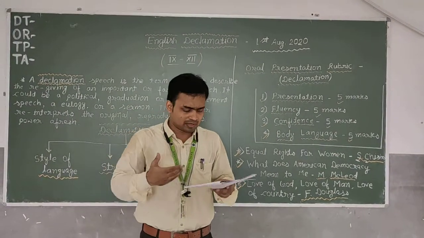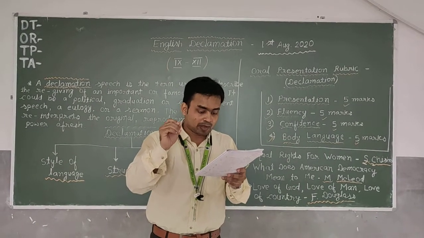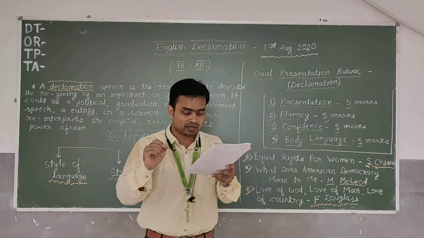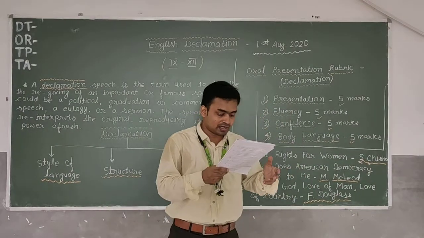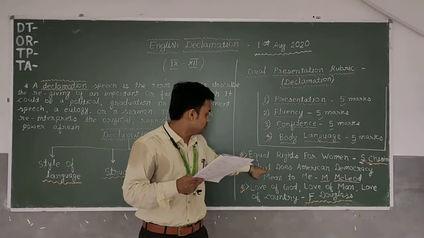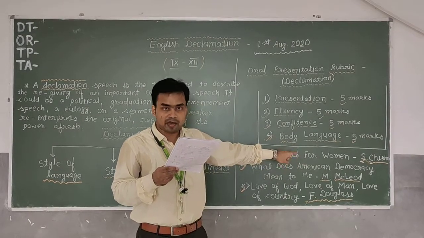Now, talking about some famous examples, let me give you one or two examples that you can select that I have assembled here for your pleasure. The first is Black Power, given by Stokely Carmichael. The second is What Does American Democracy Mean to Me? That was a famous speech given by Mary McLeod.